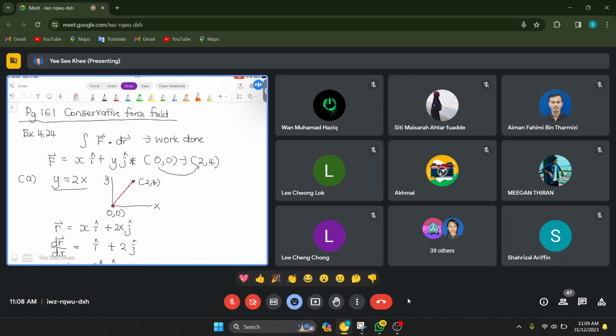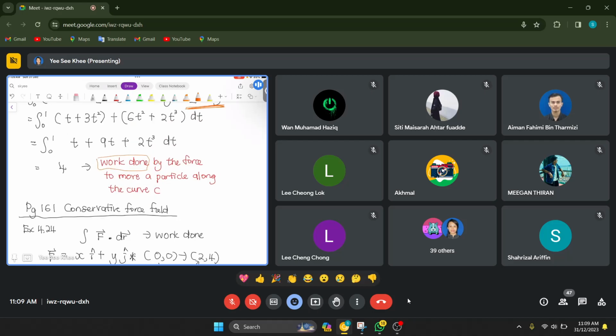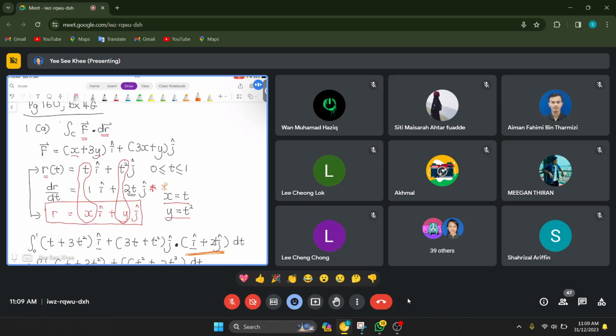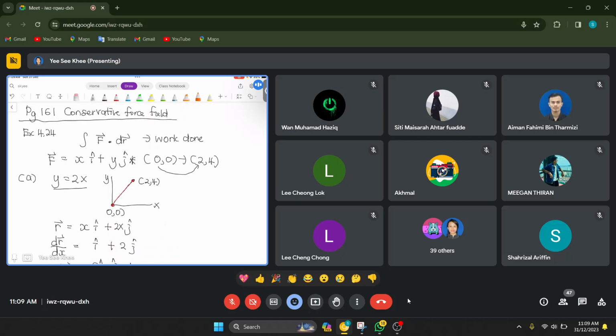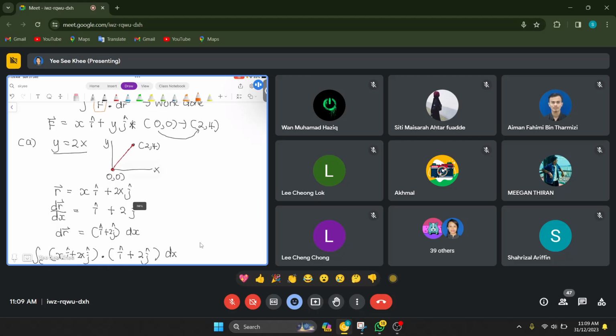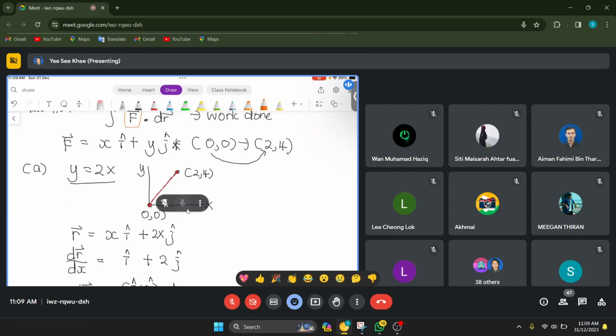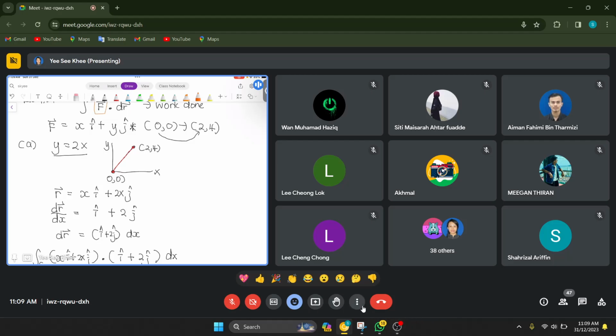In fact, there are a few ways for us to find the work done. One is to solve the line integral just like this. The other is to try to prove that the force is conservative, and then find the potential function, and from the potential function you find the work done. In order to prove that F is conservative, we perform the line integrals of the vector field using different paths.